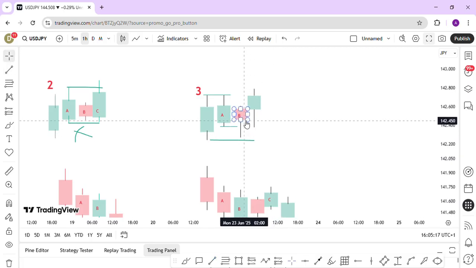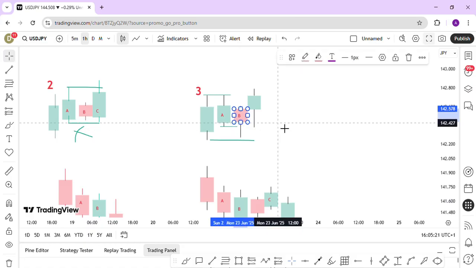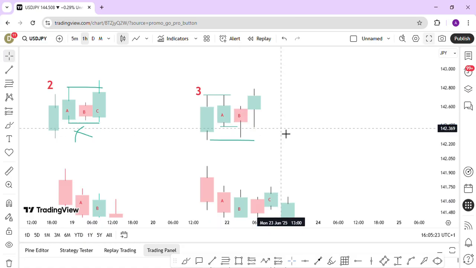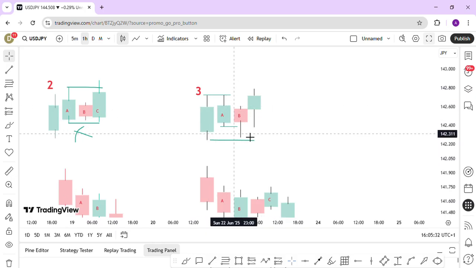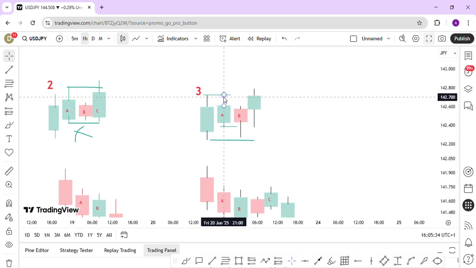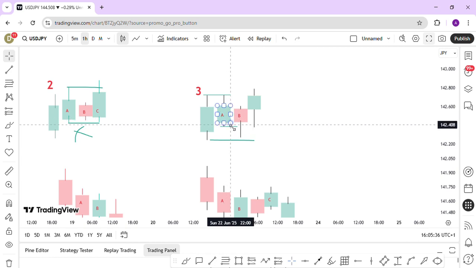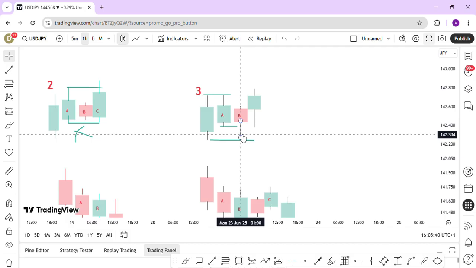So that's what makes this example a valid pullback. The color of the candle doesn't matter. It can be green, it can be red. The number of candles doesn't matter either, as long as you take out the previous candle's low, either with one candle, with the body or with the sweep, or if it takes 2 or 3 candles to take out the low, it's still the same thing.